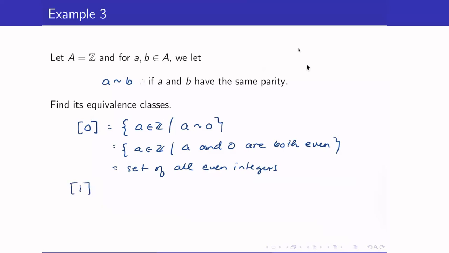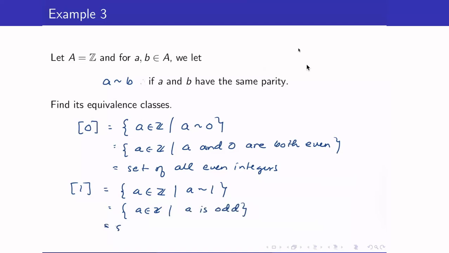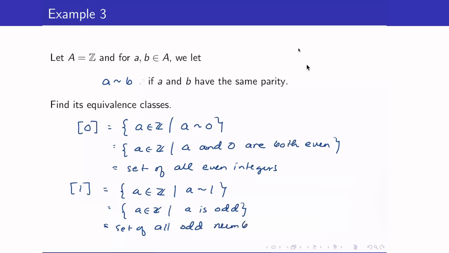What about the equivalence class containing 1? By definition, these are all the elements such that a is equivalent to 1. So this is the set of all a such that a and 1 have the same parity, which means that a is odd, right? So this is the set of all odd numbers. What about the equivalence class of 2? It will be the same as the equivalence class of 0 because 2 is even, correct? And this will be the same as the equivalence class of 2, 4, and so on.